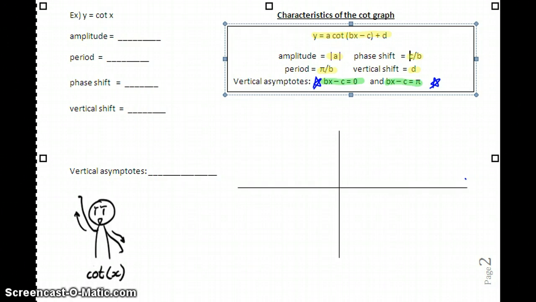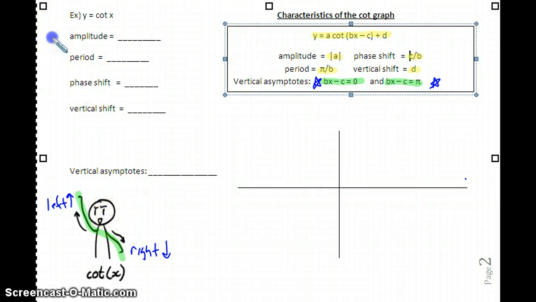The other difference is when you actually draw the graph, it's going to look like this, where the left side is rising and the right side is falling. So left side is going up, right side is going down. And again, that's important to keep in mind when you graph it. So we'll find all of the characteristics, we'll put our vertical asymptotes on, and then we'll make our graph go right through the middle of the vertical asymptotes.